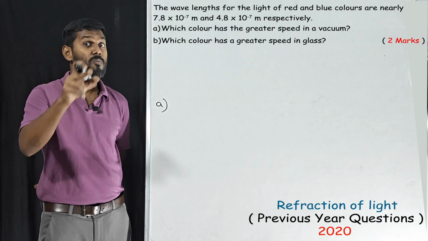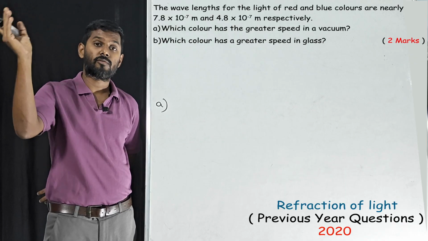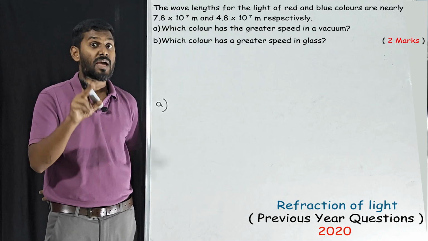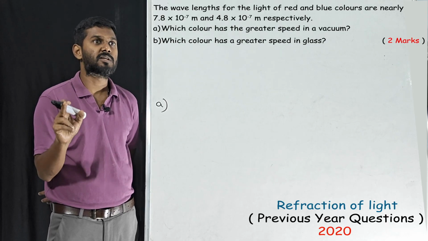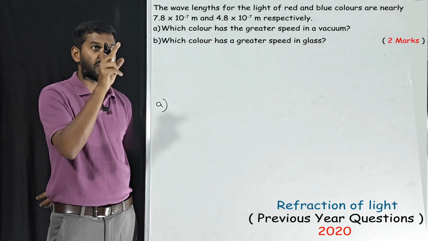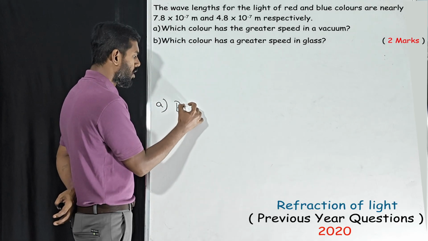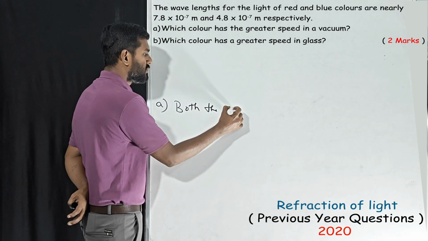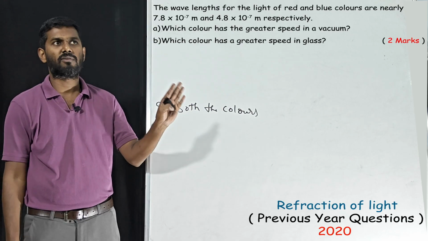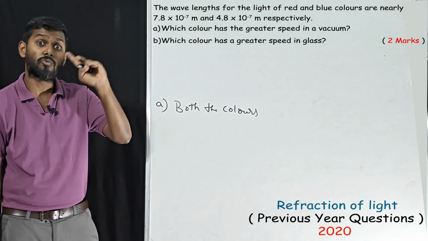We know in vacuum all the colors and all the radiations, meaning infrared, microwave, UV rays, all the colors and all the radiations in vacuum will travel with the same speed. Keep this in mind. Here they are asking which color has the greatest speed. Both the colors will travel at the same speed. So there is no greatest and lowest speed in vacuum.